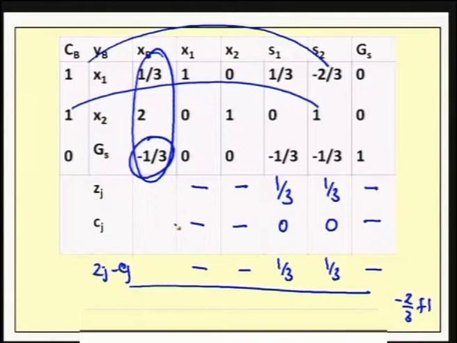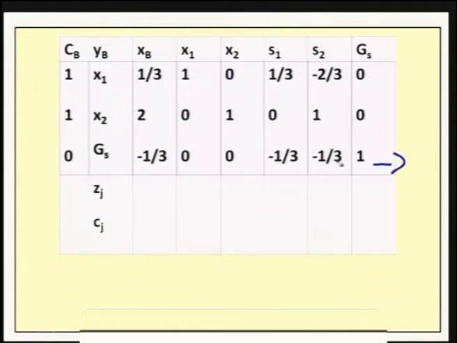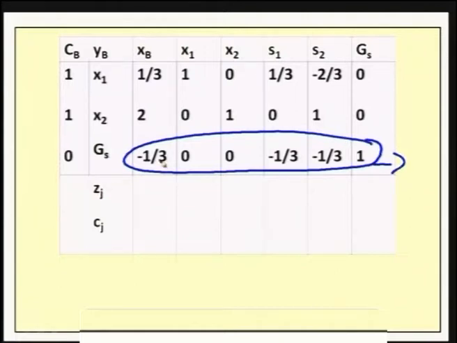So, this clearly shows that for this problem, our leaving variable is GS. So, this is our leaving variable. Once we identify the leaving variable in the dual simplex method, our next step is to identify the entering variable.